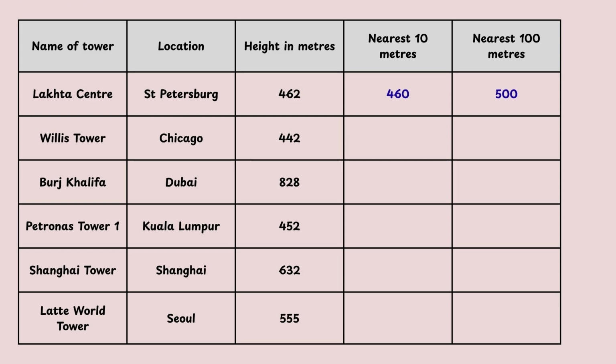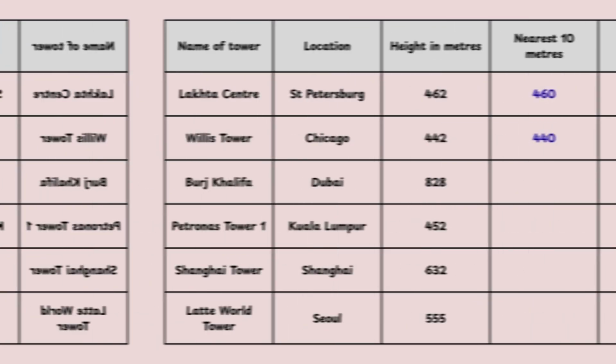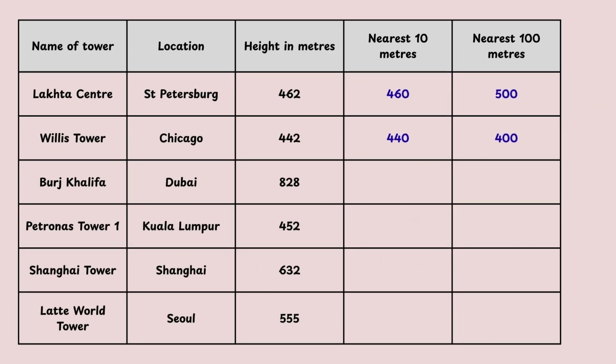For Willis Tower in Chicago, the height is 442, and when we round to the nearest 10 meters, that will be 440 meters, and when we round to the nearest 100 meters, that will be 400 meters. Burj Khalifa in Dubai, height in meters is 828, and when we round to the nearest 10 meters, that will be 830 meters, and when we round to the nearest 100 meters, that will be 800 meters.